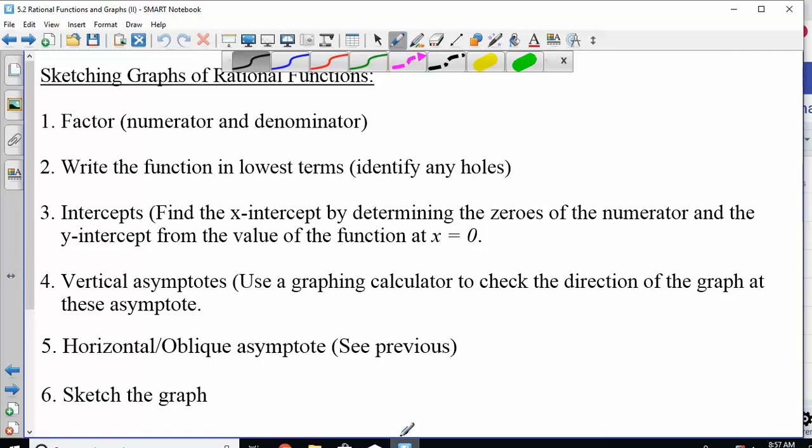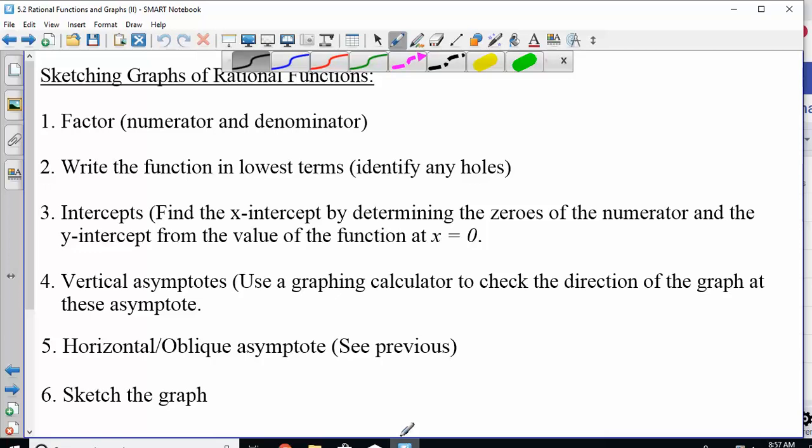Write it in lowest terms. We'll figure out if we have any holes, which happens when things cancel. Then we'll do our x and y intercepts, which we mentioned yesterday. X-intercept, that's when y equals 0. Y-intercept is when x equals 0.